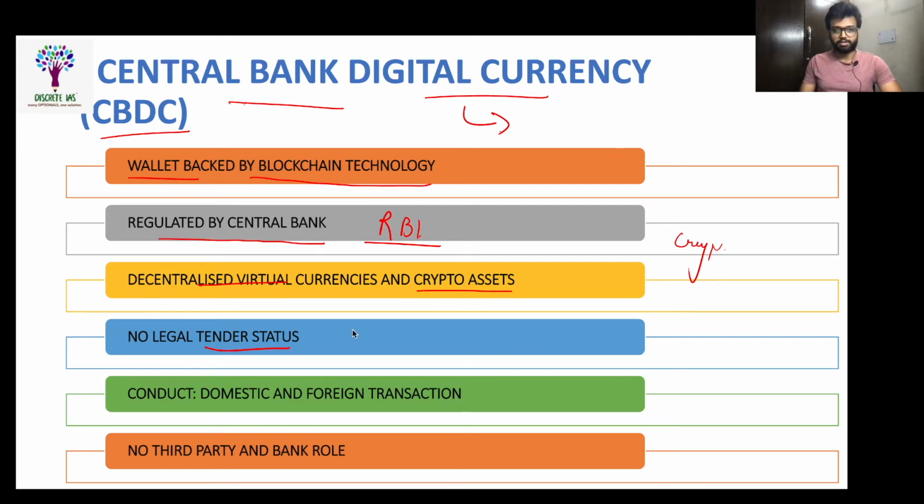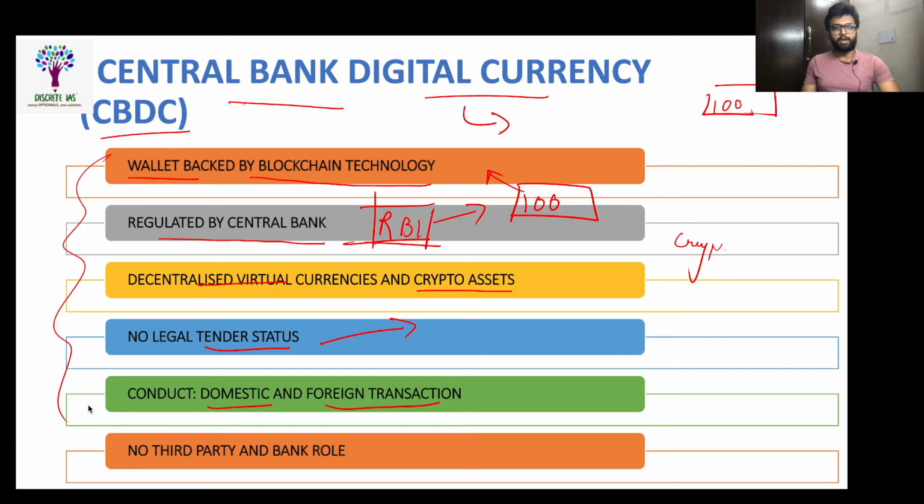No legal tender status means this CBDC will be regulated by the RBI, but still it can be rejected by any shopkeeper. I have given the example of the 100 rupee note. It cannot be rejected by any shopkeeper. If a shopkeeper rejects it, you can go and file an FIR against that shopkeeper. But in the case of this CBDC, which is regulated by the RBI, the shopkeeper can reject it. This CBDC can be used for both domestic and foreign transactions, and there is no role of a bank or any third party. So these are a few characteristics of the central bank digital currency.